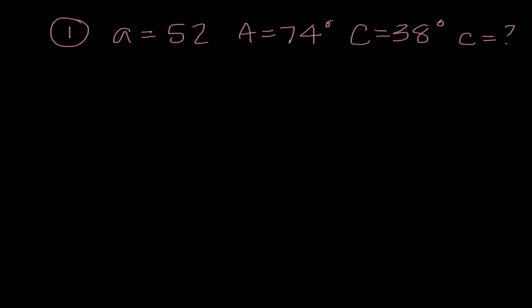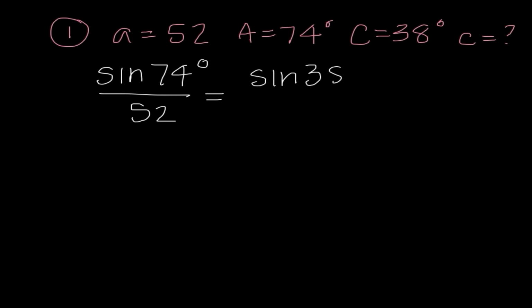Let's get straight into number one here. So we have side A is 52, angle A is 74 degrees, angle C is 38 degrees. What is side C? So based on this information, I can see that we have two angles, so I'm thinking that we should use law of sines. I notice that I have angle A and side A, so I'm going to use those to be a ratio, sine of 74 degrees over 52. And then we are also talking about angle C and side C. So I'm going to say equals sine of 38 degrees over side C.